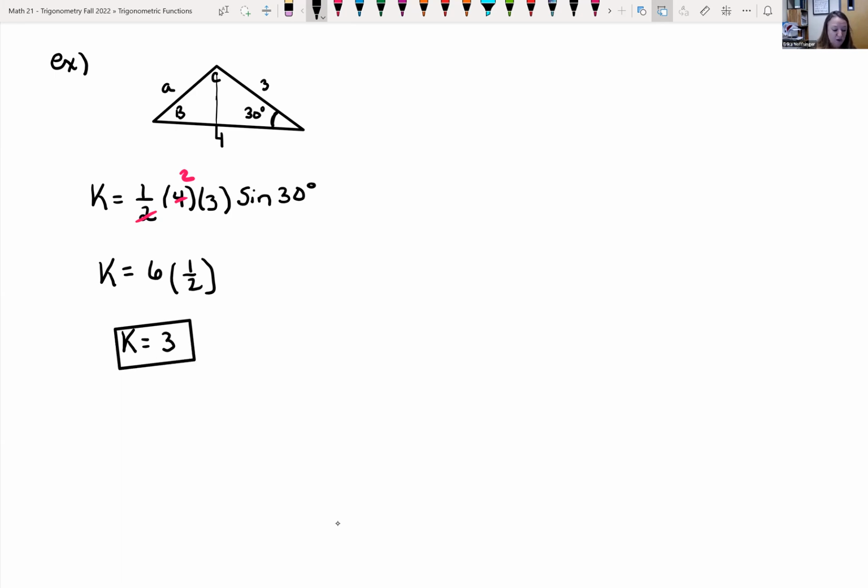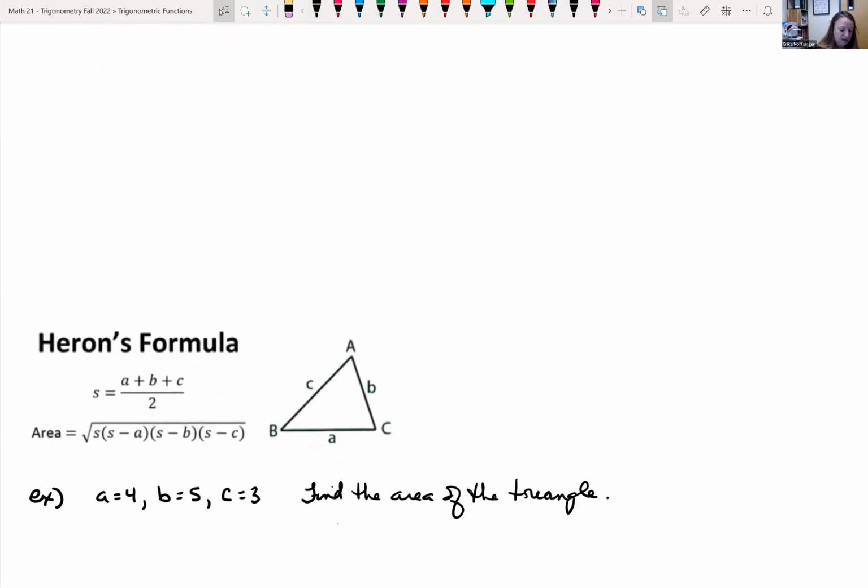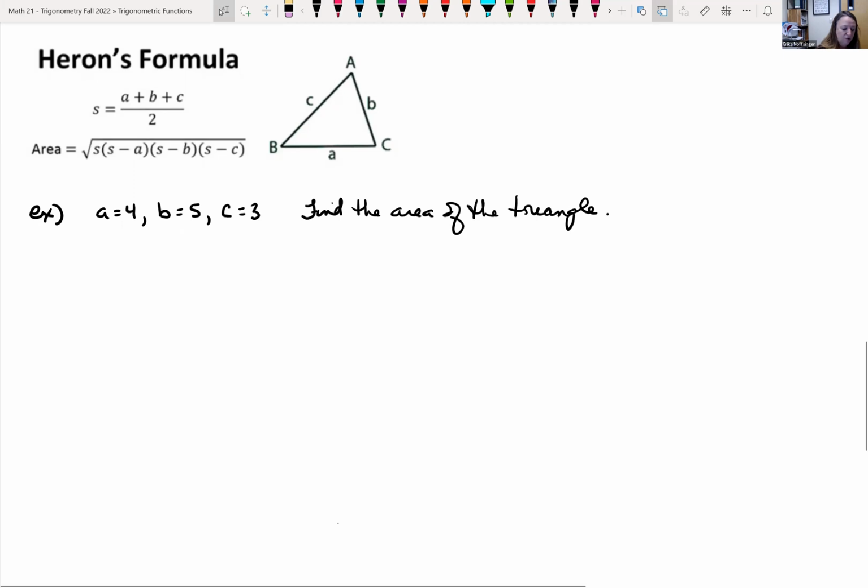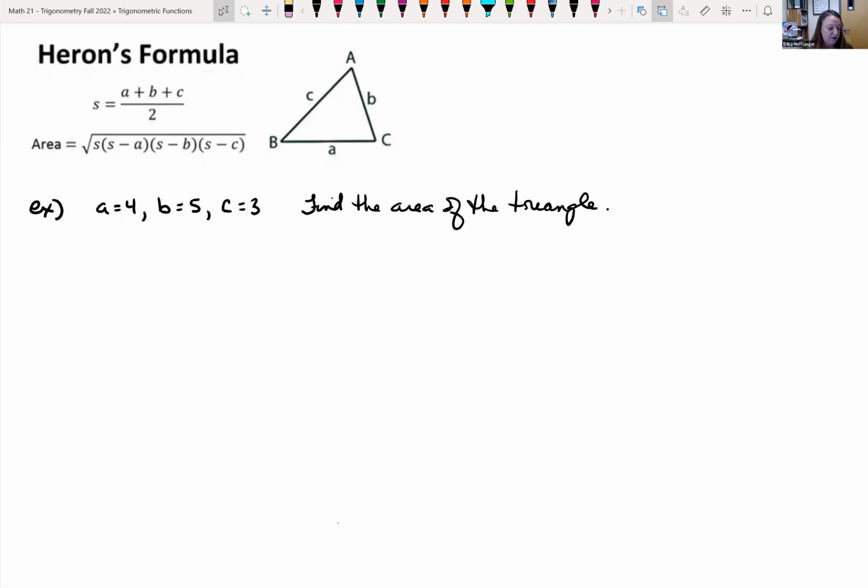It's okay, the area is 3. So now let's look at the case where we're just given 3 sides and we don't know any of the angles. So there's a formula that we can use, which is called Heron's formula. Heron's formula says to find the area when you're given the 3 sides, you want to figure out what S is. S is equal to the perimeter, so summing all the sides divided by 2. And then finding that value of S, we can find the area. The area is equal to the square root of S times the quantity of S minus A times the quantity of S minus B times the quantity of S minus C.